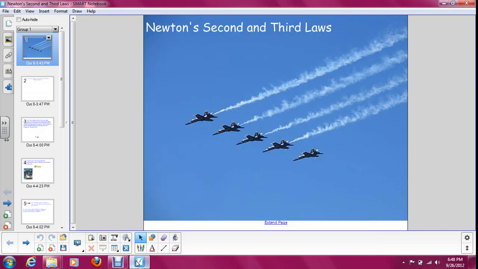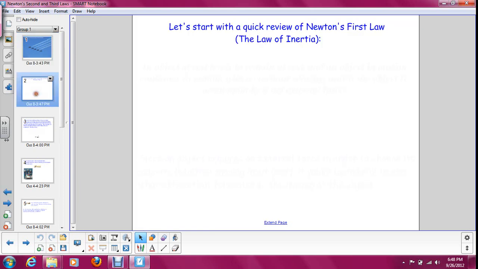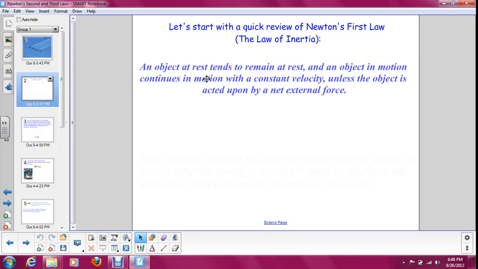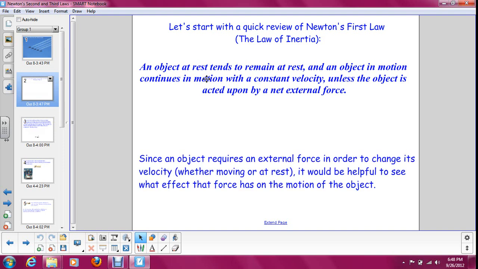Alright, so today we are going to talk about Newton's second and third laws. We already talked about Newton's first law, and just a quick review. Newton's first law, or the law of inertia, is an object at rest tends to remain at rest, and an object in motion continues in motion with a constant velocity, unless the object is acted upon by a net external force.